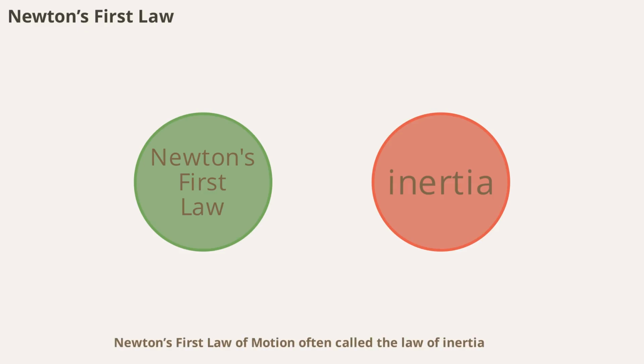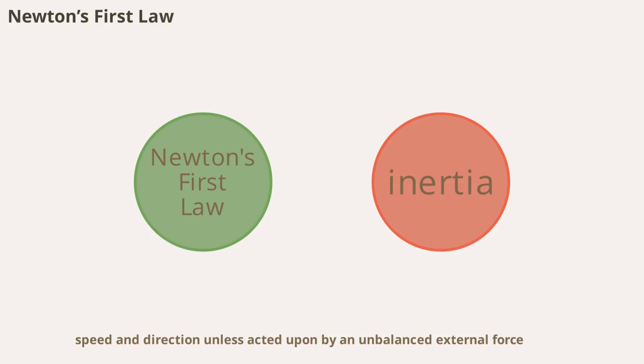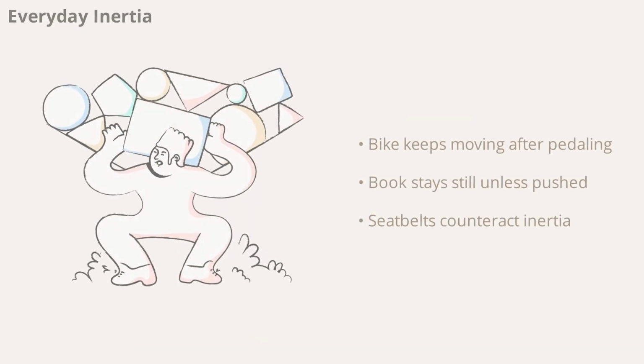Newton's first law of motion, often called the law of inertia, states that an object at rest stays at rest, and an object in motion stays in motion with the same speed and direction unless acted upon by an unbalanced external force. This principle explains why you need to apply force to start or stop moving objects. It's the reason why passengers lurch forward in a car when it suddenly stops. The law highlights the natural tendency of objects to resist changes in their state of motion, a property known as inertia.